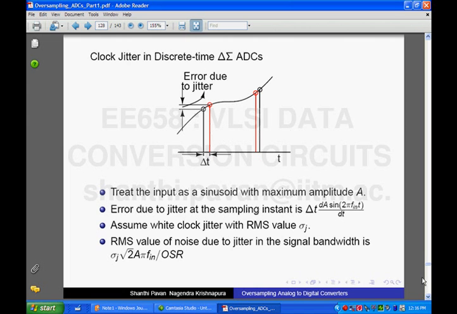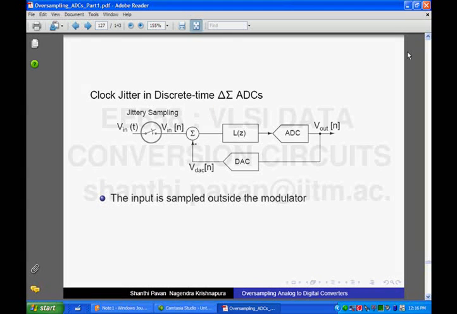Yes, sir. We can also sample after the integrator. No, this is discrete time, right? By definition, the loop filter is only processing samples. But if you do the analog thing, I'll come to that. That is jitter in continuous time delta sigma. That's what he's asking. But this is what happens when there is clock jitter in a discrete time modulator. Does it make sense?